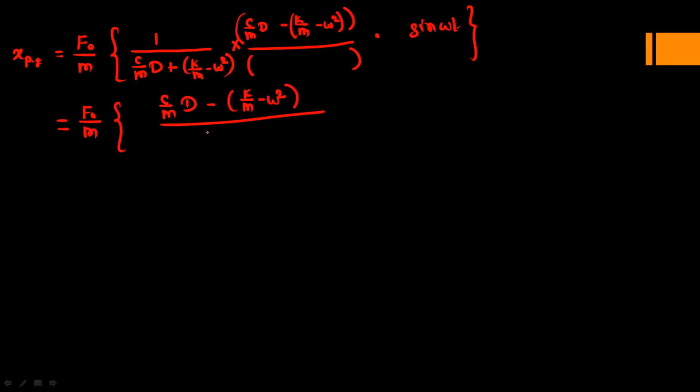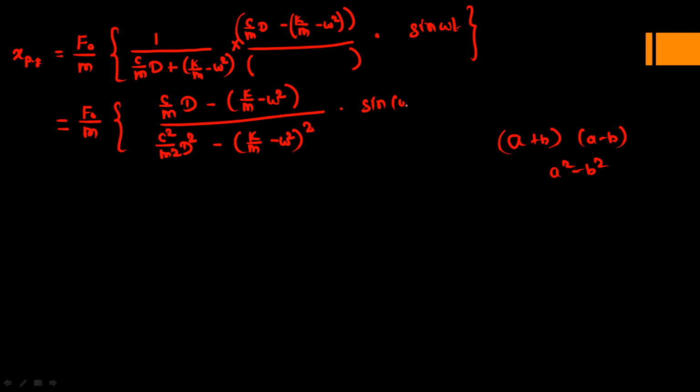Upon C upon M D plus and minus, so it is the same equation as (a plus b)(a minus b), so it is a square minus b square. So use the same equation, so it is C square M square D square and minus K upon M minus omega square bracket square, okay, into sine omega t.